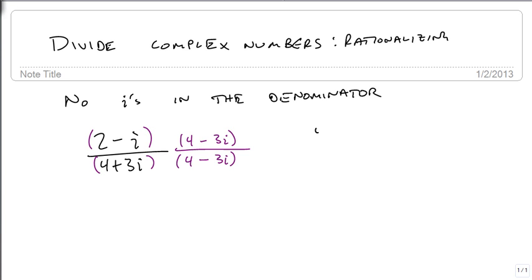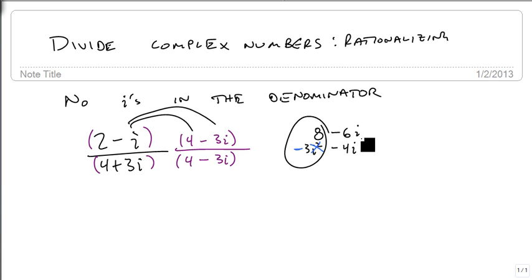2 times 4 is 8 minus 6i. And I'm going to do something a little bit different. When I do this one, minus 4 times i, I'm going to write it directly underneath the minus 6i from before. And then a minus times a minus is a plus 3i squared. And then I'm going to turn the i squared into a minus 3, so that my real part's on top and my imaginary part is second. They line up, because then all I have to do is add. So this is 8 minus 3 is 5 minus 10i. So here is my numerator.